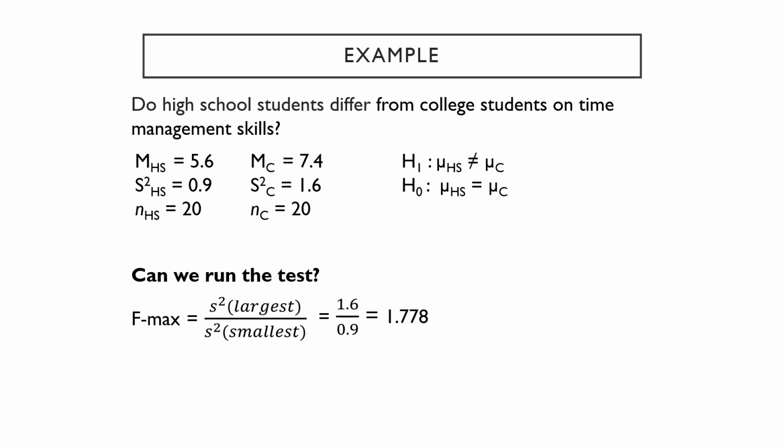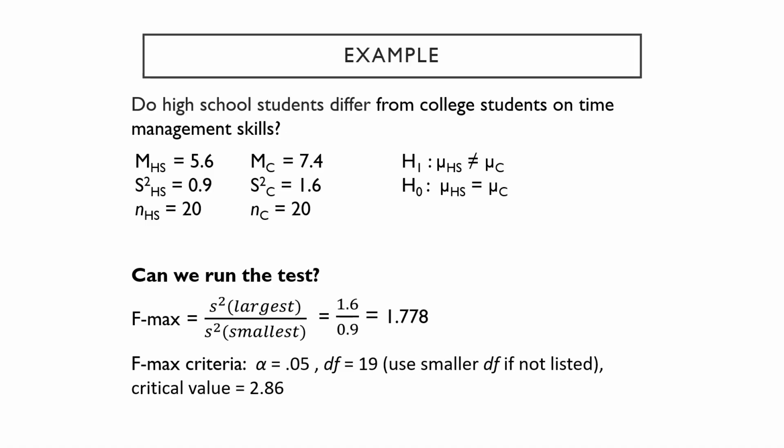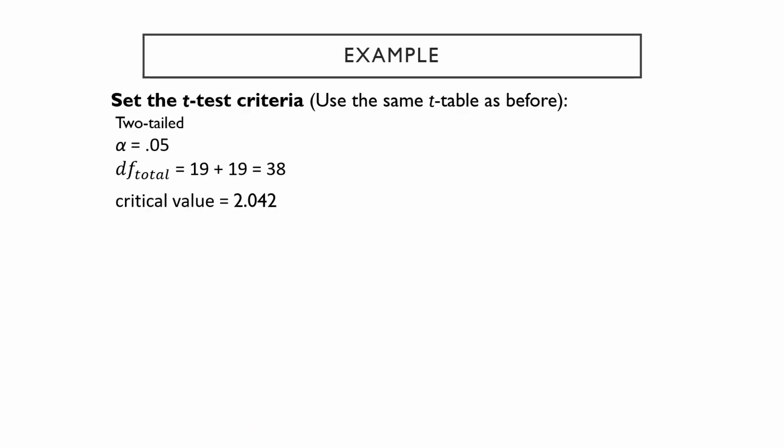1.778. Checking this with the F-max table, our criteria is P, which is notated as alpha, is 0.05. Our degrees of freedom is 19. However, this number is not listed in the table, so we go to the next smaller number. So our critical value is 2.86. 1.778 is less than 2.86, so we can proceed with the test.